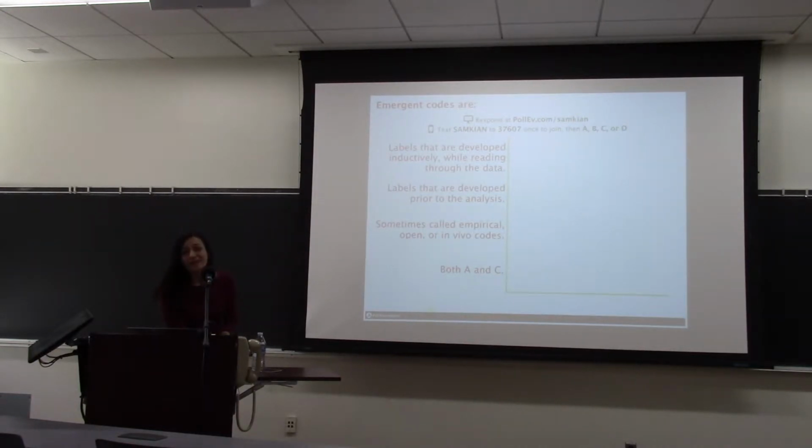Okay. All right, our next one. Emergent codes are labels that are developed inductively while reading through the data, labels that are developed prior to the analysis, sometimes called empirical, open, or in vivo codes, and both A and C.